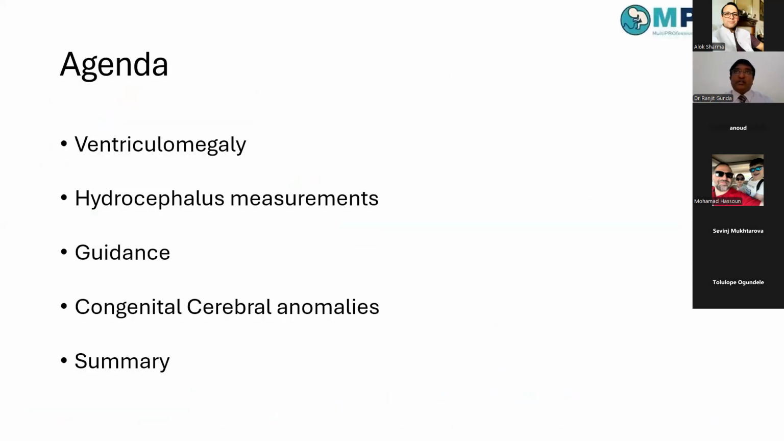So basically, we're going to talk about if you see dilated ventricles, ventriculomegaly, how to measure them. We're going to say it's hydrocephalus, and based on the science and measurements, when to intervene, what to do, what the guidance says, and see if there are any congenital cerebral anomalies that can be associated with it, and try to summarize things together today.